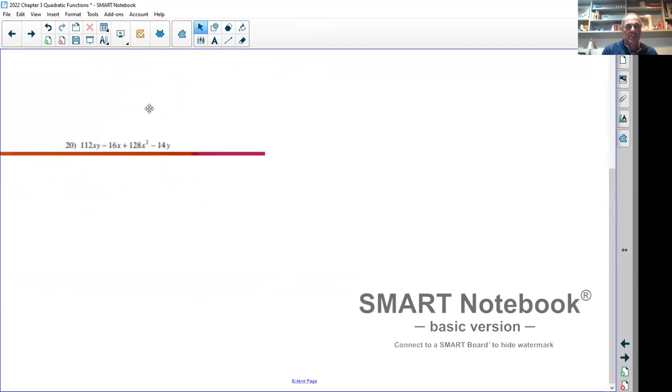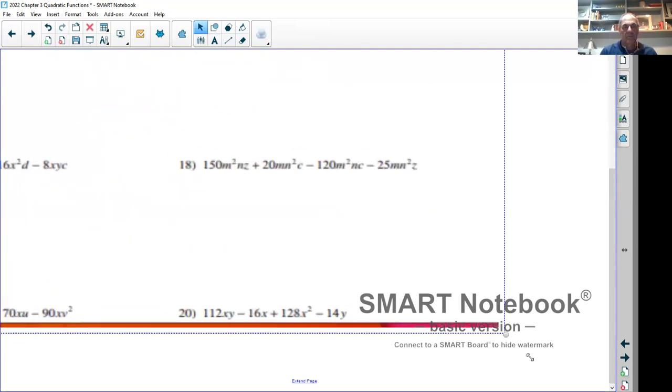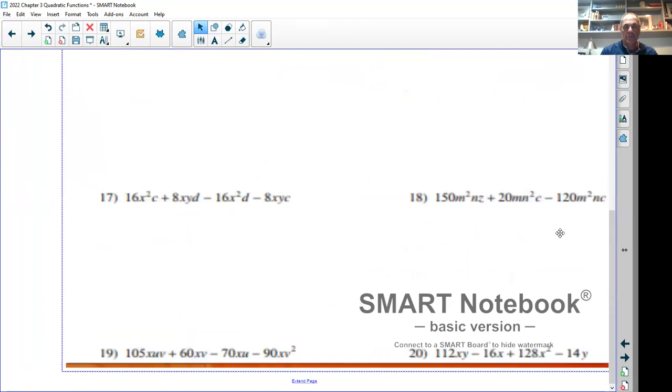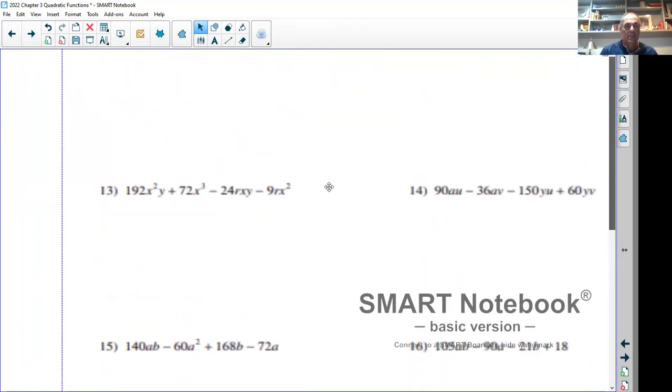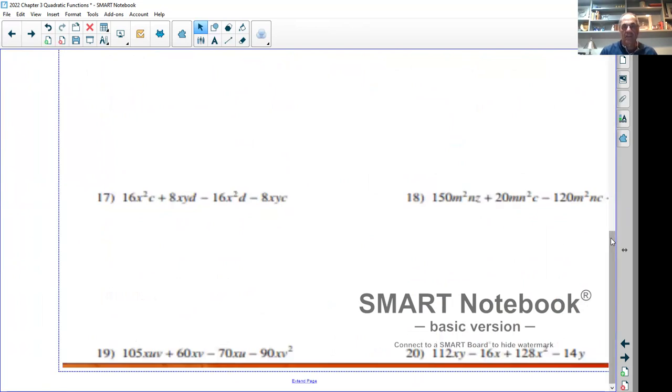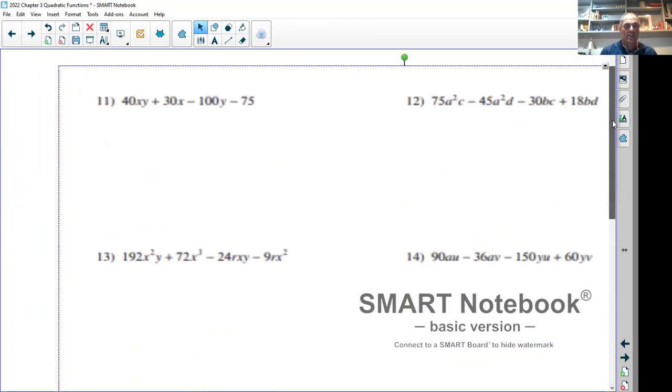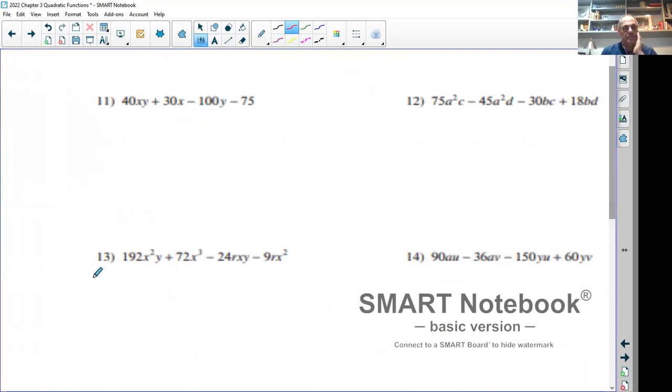How about number 11? I'll make this bigger. Helps me too. Where'd 11 go? There it is. All right. Looks very doable. You can take out a 10x, 4y plus 3.